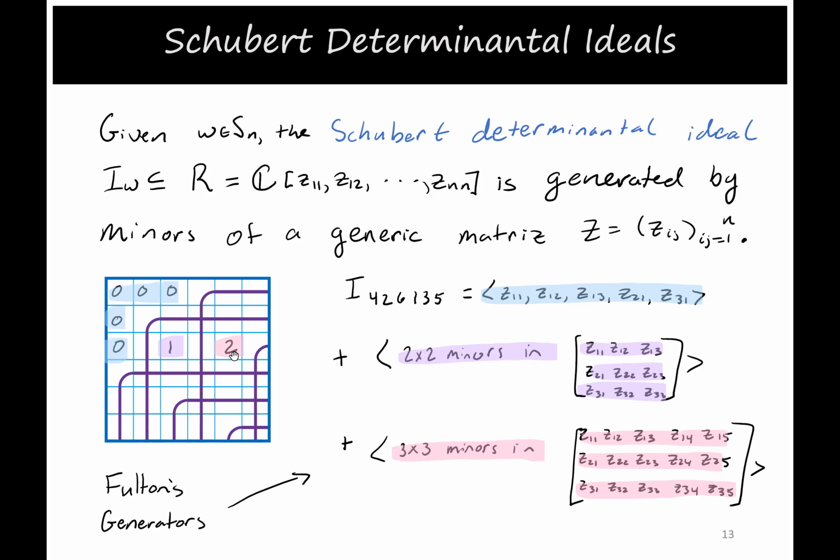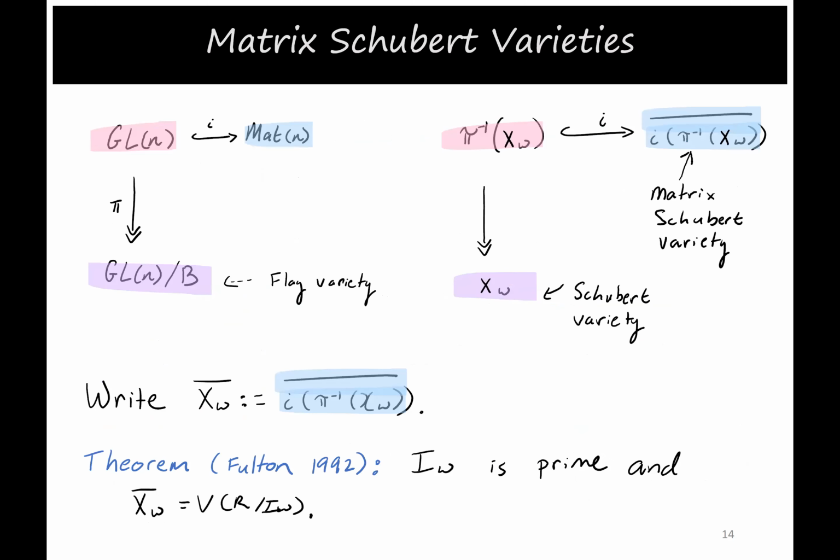And what this does for us is it prescribes rank conditions on certain submatrices. For instance, this one is telling us that this submatrix that I'm highlighting in blue has rank at most 1. To make it have rank at most 1, we're going to carve out 2 by 2 minors. And so this generating set that I've written down is Fulton's special generating set for these Schubert determinantal ideals.